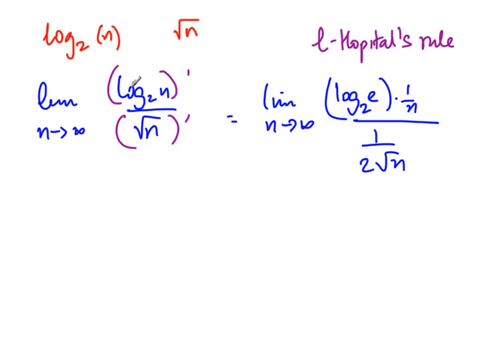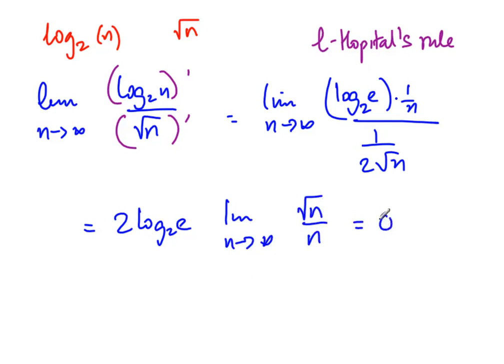Right? So you can check that this is the derivative of the top and the bottom is the derivative of the bottom. And if we simplify this, okay, we'll get 2 log e, because this doesn't depend on n, outside. We get this limit as n tends to infinity of root n upon n. Okay, and this actually goes to 0. So since this goes to 0, this shows that actually log 2 of n is smaller than square root of n. So this is actually big O of square root of n.